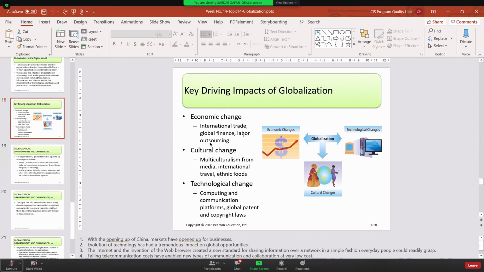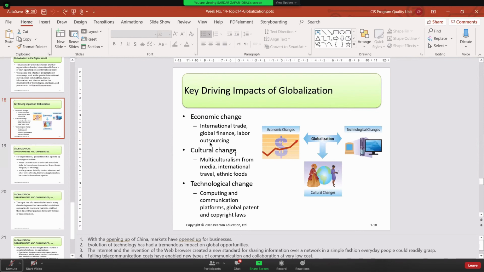Labor means the people who are going to work, the skillful people. Do you need outsourcing? Do you need to bring the people from other countries? Do you need the global finance? So this economic change is a major driver, one of the drivers for globalization.